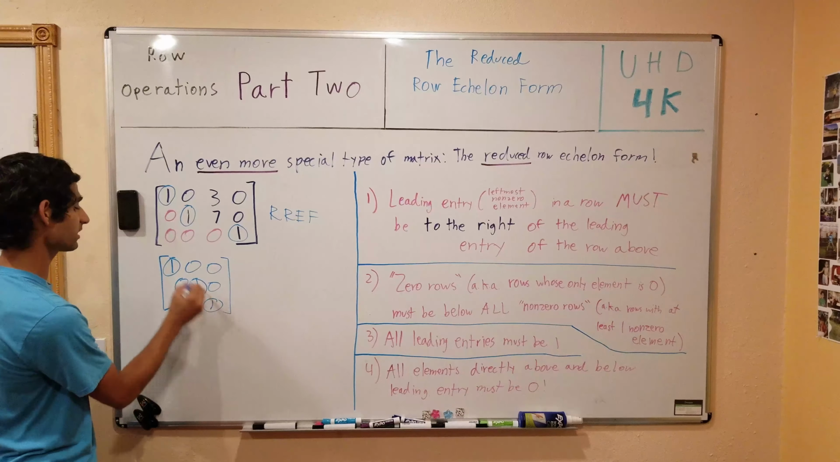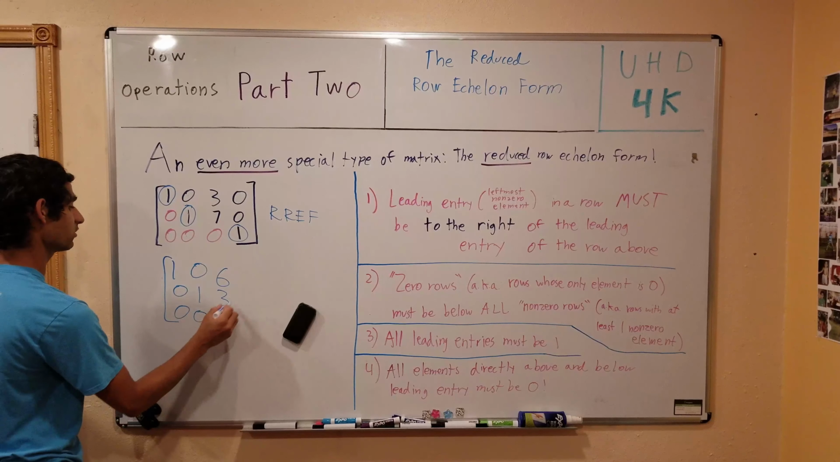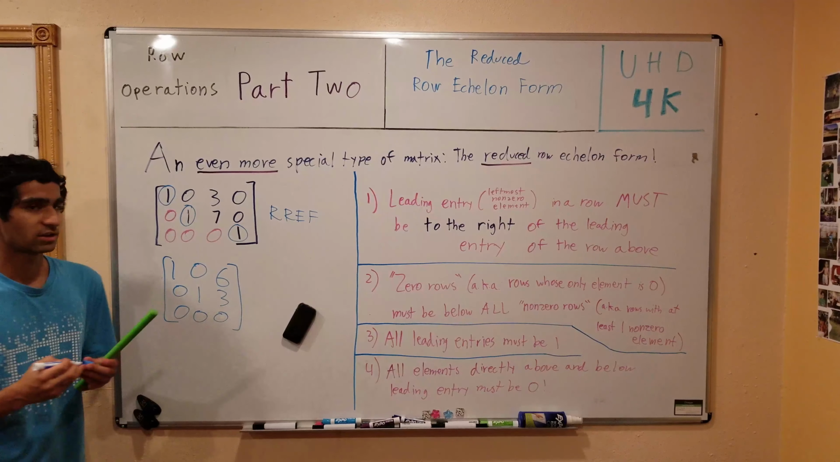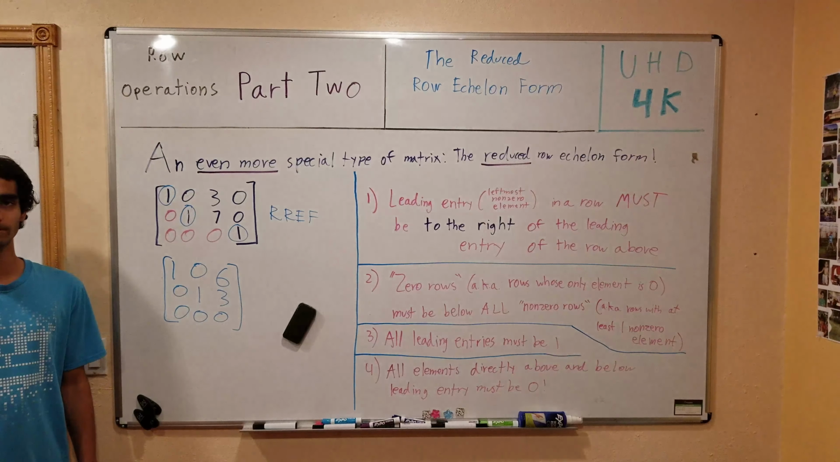Let's draw another matrix. 1 0 6, 0 1 3, 0 0 0. Is this matrix in reduced row echelon form or not? This matrix is in RREF. We got our leading entries. Yes, they're both 1s. Leading entries are to the right of the leading entries above.